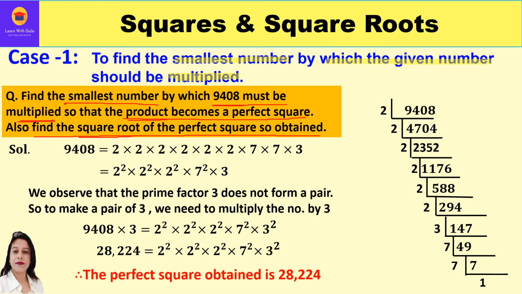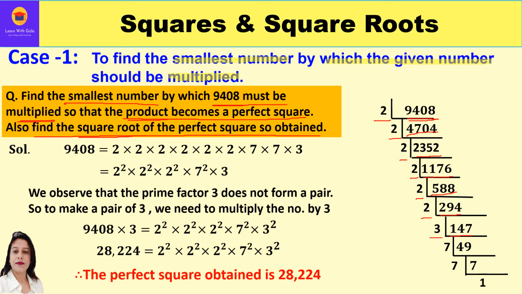First of all, we shall start by factorizing 9408. It is an even number, so we shall divide first by 2. We shall get 4704. Again we shall divide by 2. We shall get 2352. Again divide by 2. We shall get 1176. Again divide by 2. We shall get 588. Again divide by 2. We shall get 294. Again divide by 2. We will get 147. 147 is an odd number.